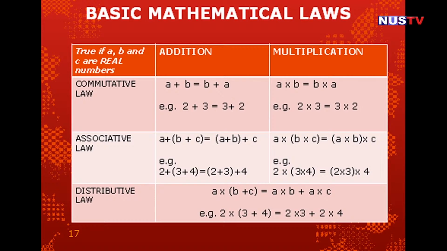On the left-hand side, you're going to have 2 times 7. 2 times 7 is going to be 14. On the other side, you will have 2 times 3 is 6, plus 2 times 4, which is 8. 6 and 8 is going to be 14. So both sides have the same answer.